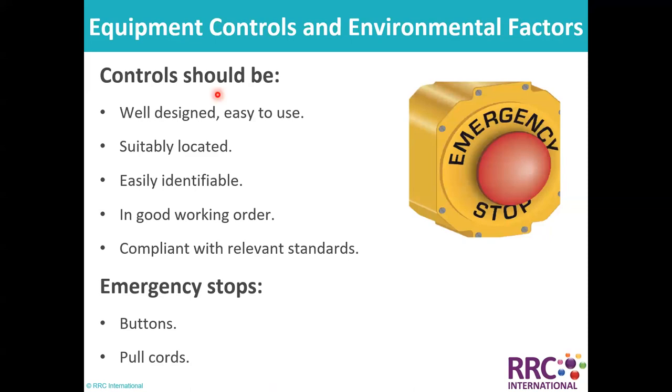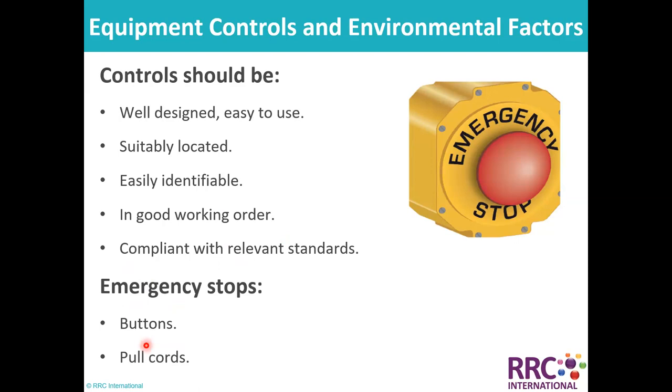Next is, in case we are going to have control on the equipment or the environmental factor, first we will be learning about the controls. Controls should be well designed and easy to use for the machines so that we can use them easily and identify them easily. Second thing, suitably located in easy access of the operator, easily identifiable with different color so that we can easily identify them, like emergency stop in this scenario. The controls should be in good working order. Usually we try them before we operate the machine, just to make sure that in case of an emergency, I can use it to stop the machine. And it should comply with the relevant standards. Those relevant standards should be met with the controls which we are applying over there.